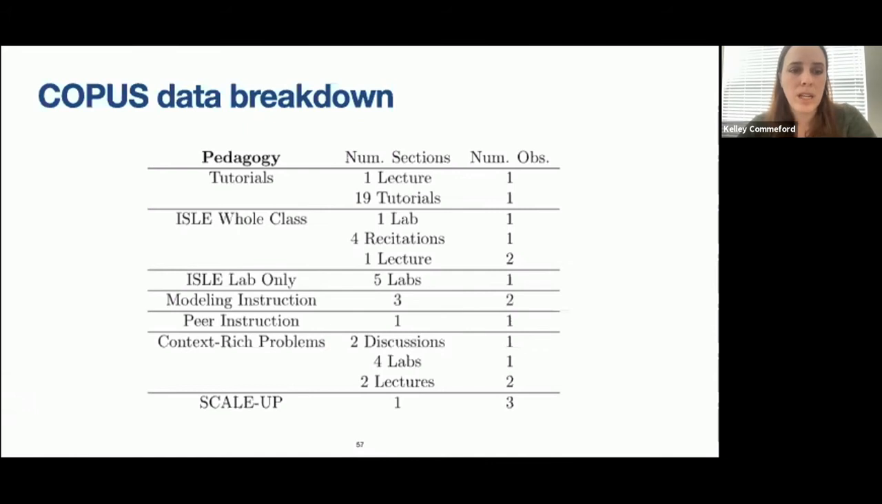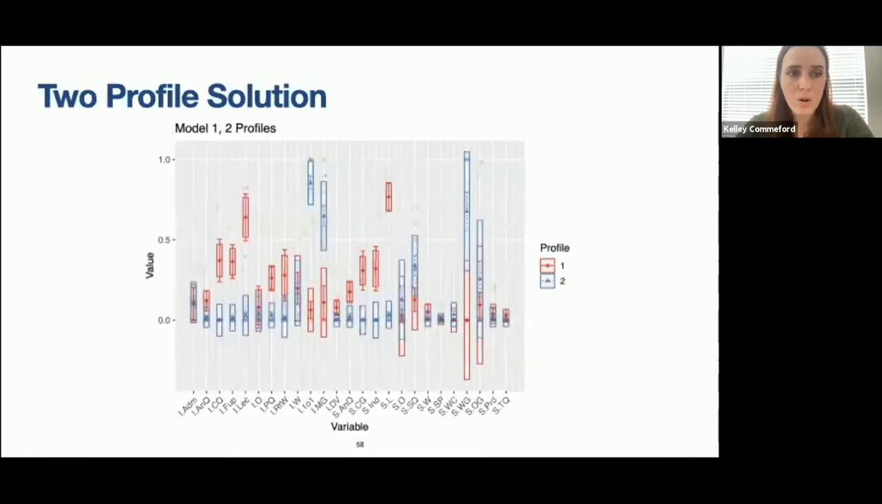The lab only implementation, we had 5 labs. Modeling instruction, there were 3 sections with 2 observations each. We only had 1 observation for peer instruction, 2 discussions, 4 labs, and 2 observations of 2 lectures and context-rich problems, and then 3 observations of the same scale up. So when we ran our latent profile analysis, we did it for 2 profiles and 5 profiles.